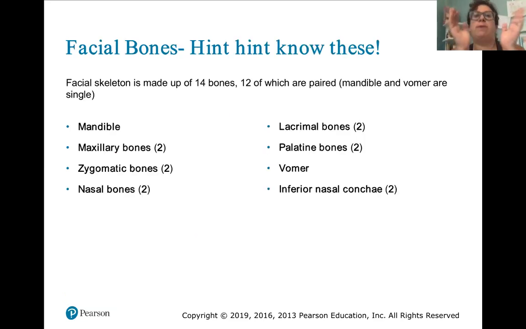Okay, facial bones, hint, hint, nudge, nudge. You need to know these. So that includes the mandible, the maxillary bones, there's two of them, because the maxillas come together and they fuse during embryology to make a whole bone. Zygomatic bones, there's one on each side. Nasal bones, there's one on each side. Lacrimal bones, one on each side. Palatine bones, one on each side. Vomer, there's only one. And then inferior nasal concha, there's one on each side.